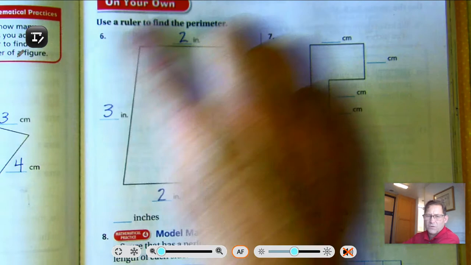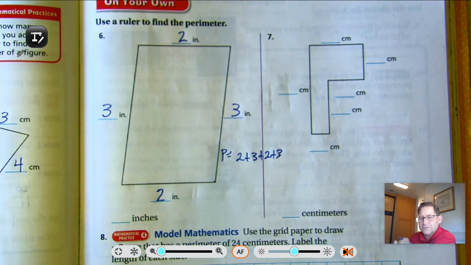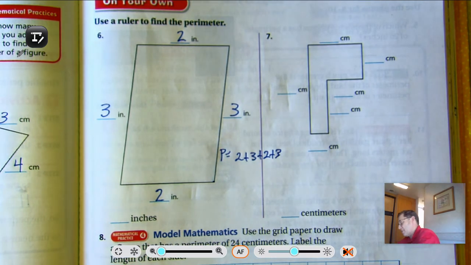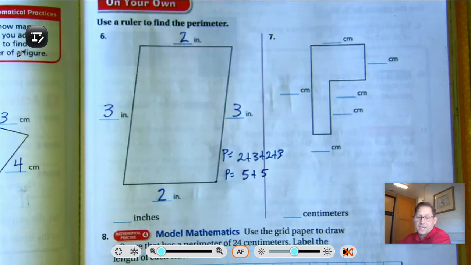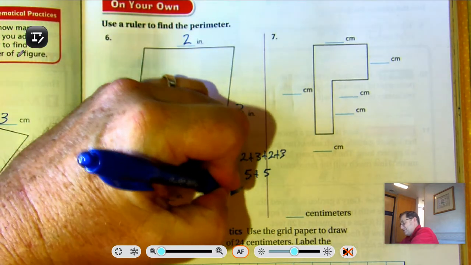Does it matter where we start? No. Because we're just going all the way around. So it really doesn't matter. I could have said 3 plus 2 plus, okay? So 2 plus 3 is 5. And the other 2 sides add up to 5. So 5 plus 5, 10 inches.